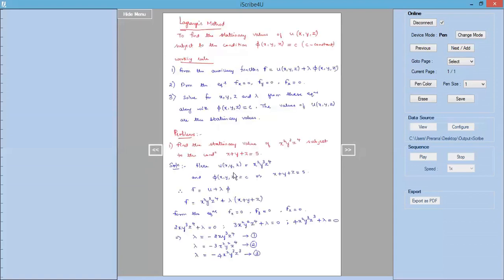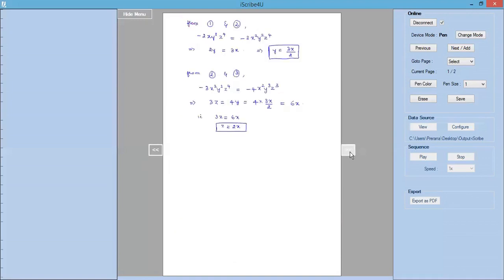The condition is x plus y plus z is equal to 5. So when we substitute in this condition, we will be able to explicitly obtain the real values of x, y, z. So substituting y is equal to 3x divided by 2, z is equal to 2x in the condition x plus y plus z is equal to 5, we get, I'll retain x as it is, y is 3x divided by 2, z is 2x, and this is equal to 5.